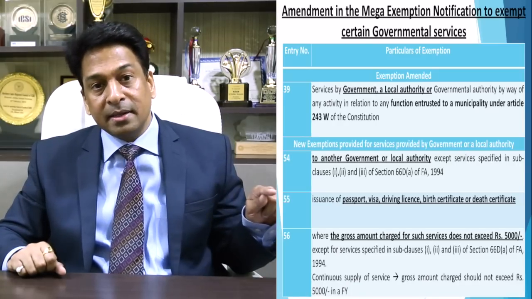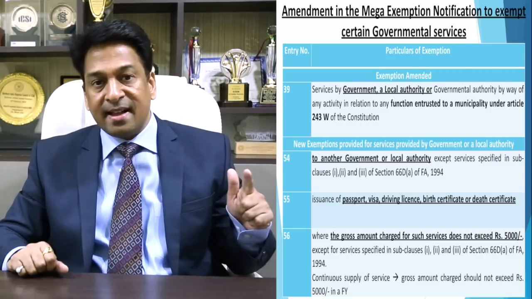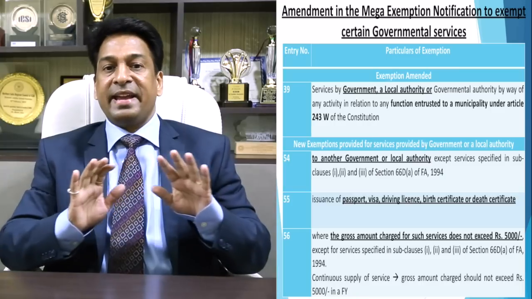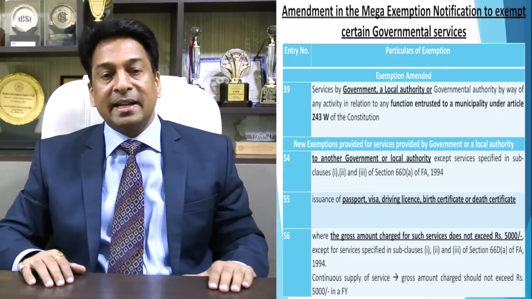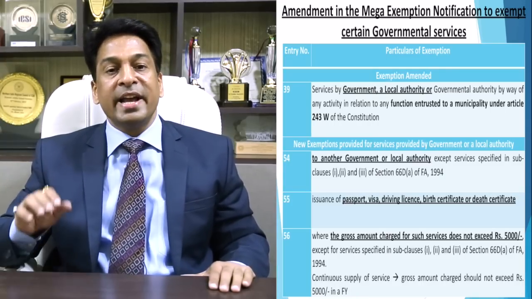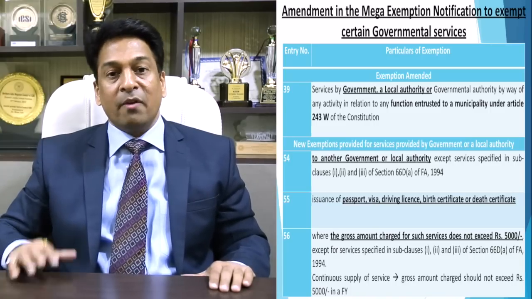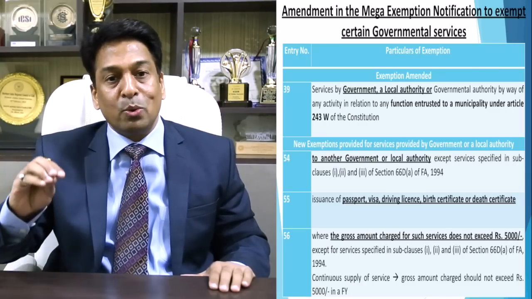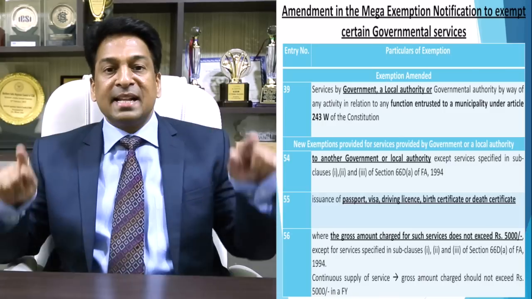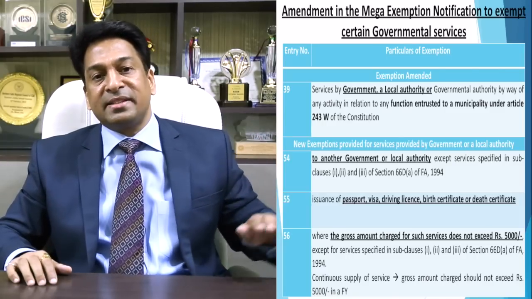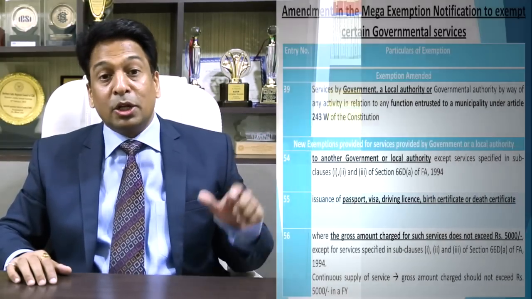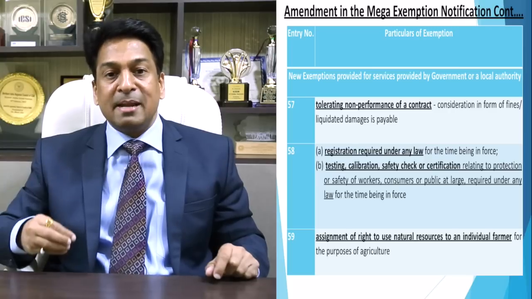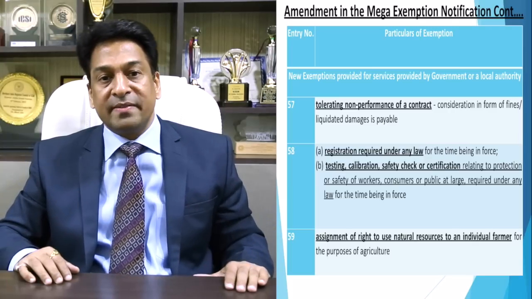Any service provided for passport, visa, driving license, birth certificate, death certificate is exempted. Any service for which gross consideration charged is less than 5,000 rupees for continuous supply of services in terms of Rule 2C of the POT Rules 2011. For a financial year, gross consideration should not exceed 5,000 rupees. Tolerating non-performance of a contract, so fine and compensation received by government will not be chargeable to service tax.